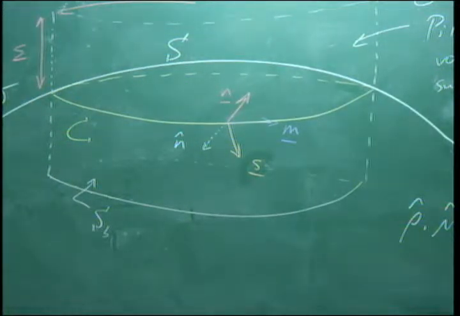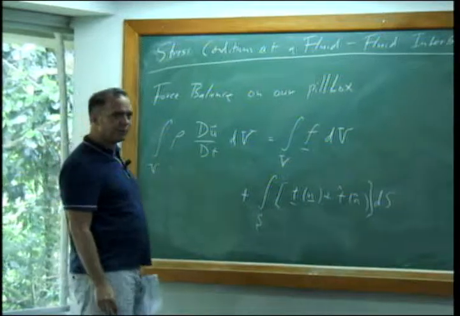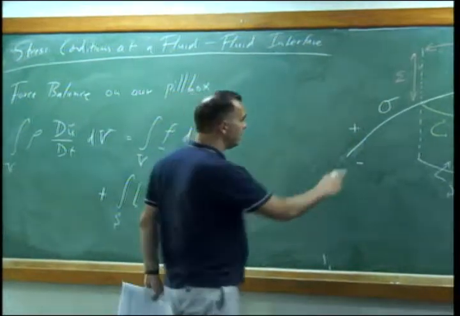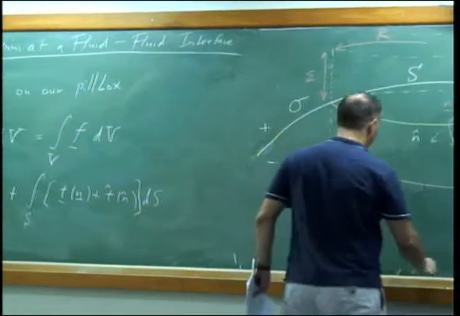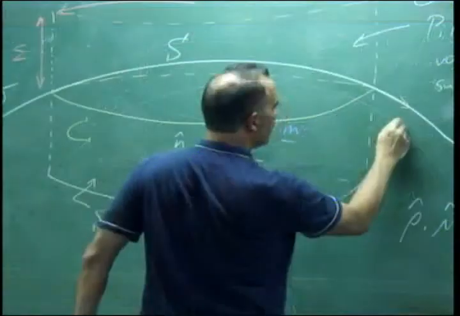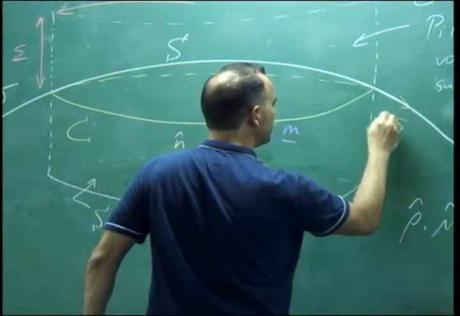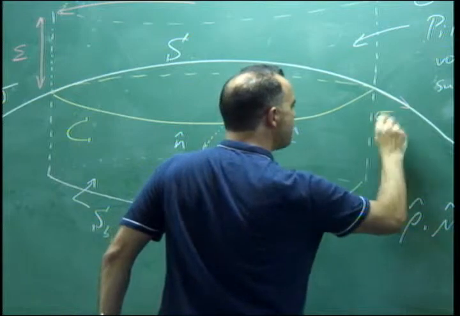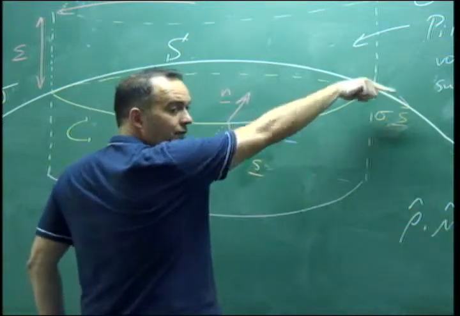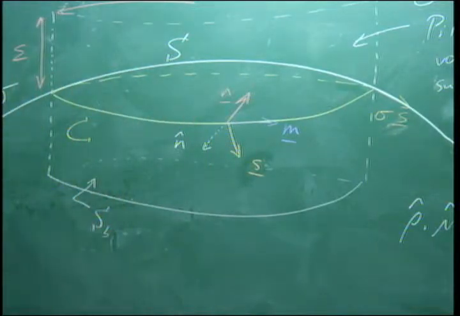Okay, and so there's another force that we don't have yet. What is it? There's another force acting on this thing. Surface tension, right? So we have this tensile force acting everywhere around here. So there's basically a tensile force per unit length, sigma, acting in the s direction everywhere along the perimeter of the box.